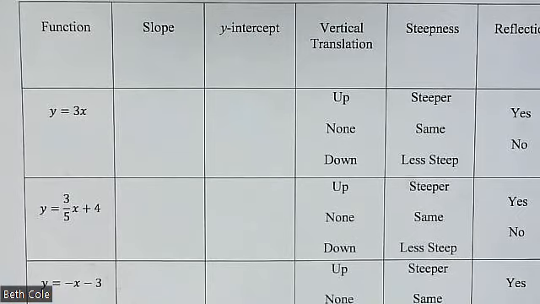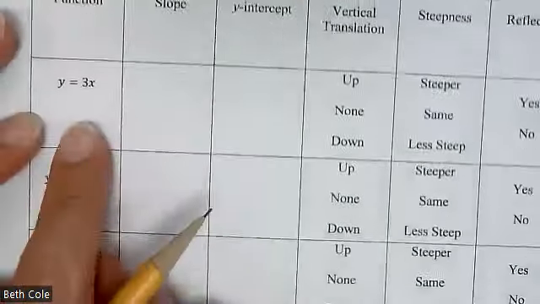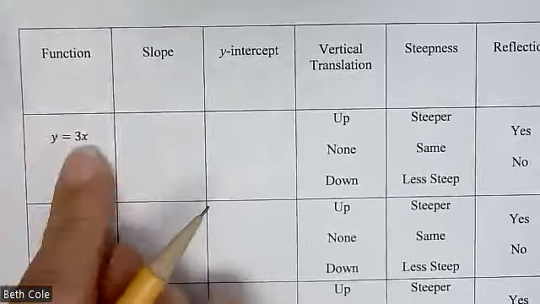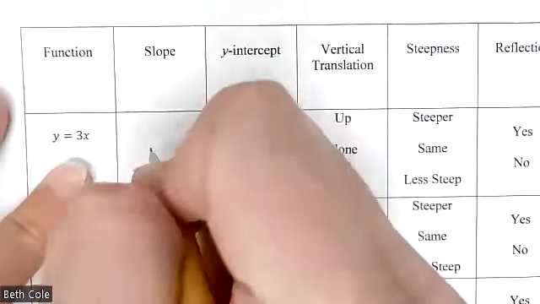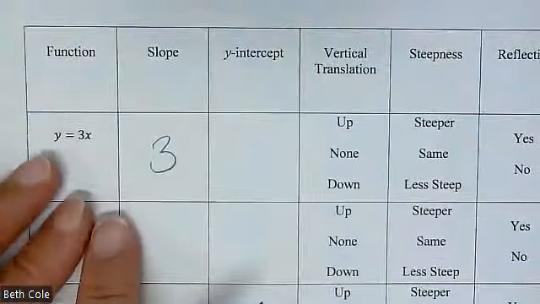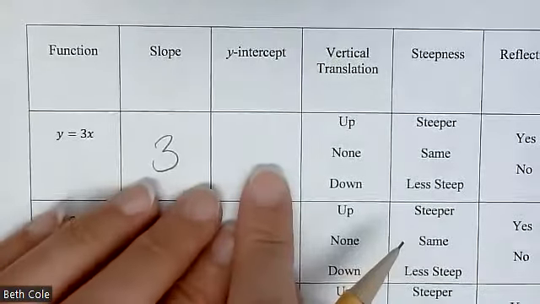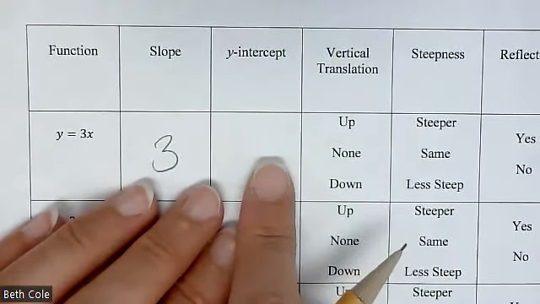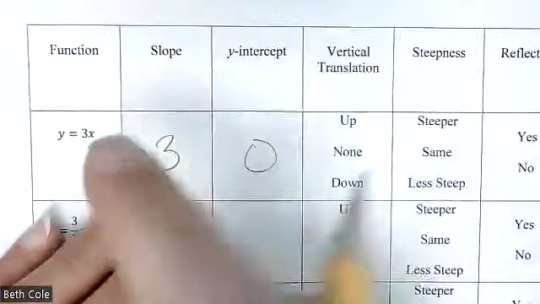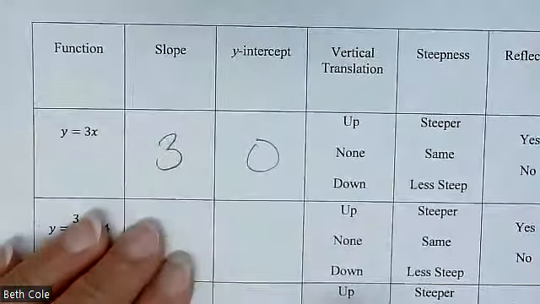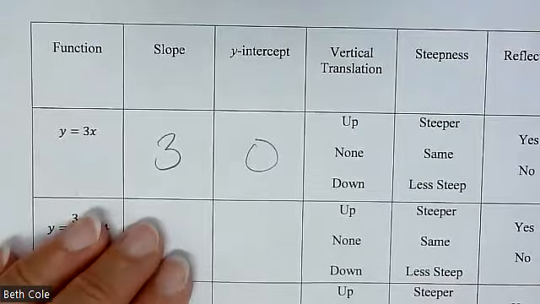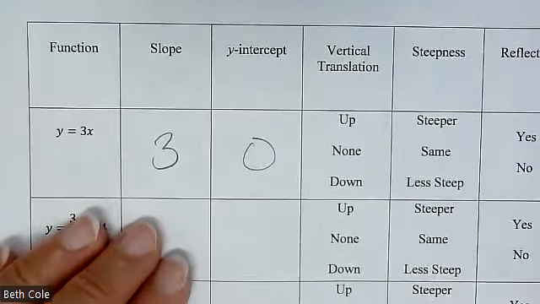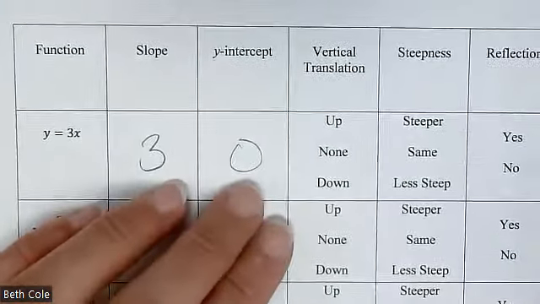So looking at the first one, what is the slope of this line? 3. Good, it is 3. Now the y-intercept's a little tricky. Anyone want to give it a shot? Good, it's 0 because there's nothing written after that. It's 3x plus nothing. So it's 0. And it would be 0, 0. For the purposes of this, I'm going to just put 0.